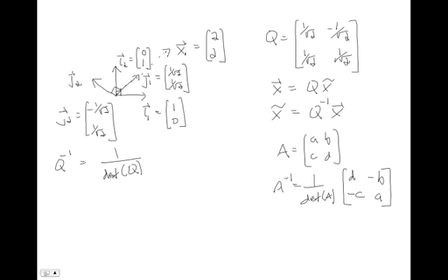So that's really easy here. The inverse of Q is going to be 1 over the determinant of Q times this matrix where I swap the diagonals, but they just stay the same.